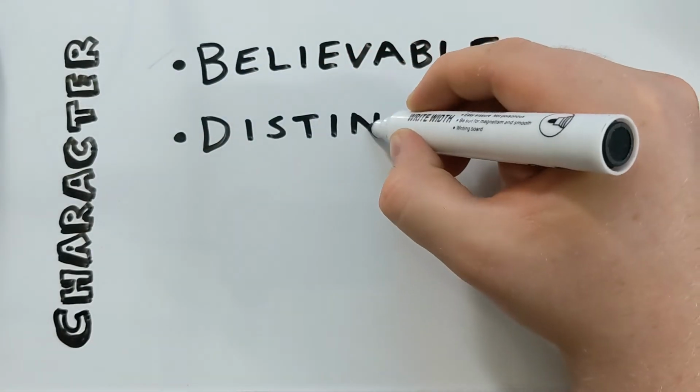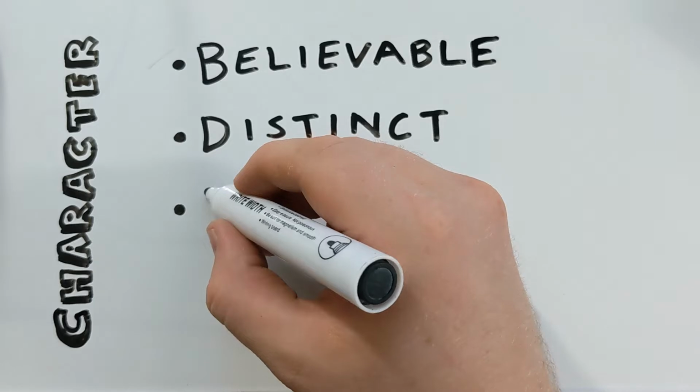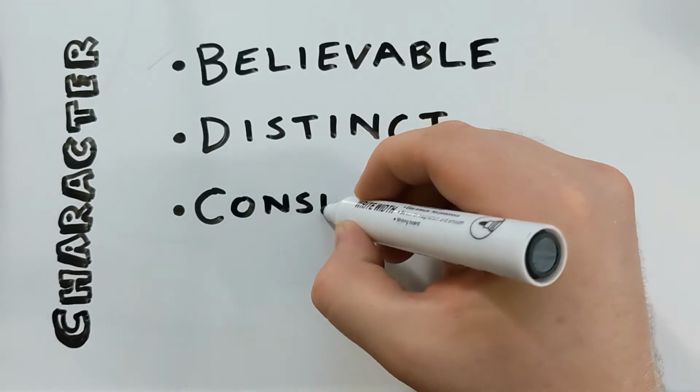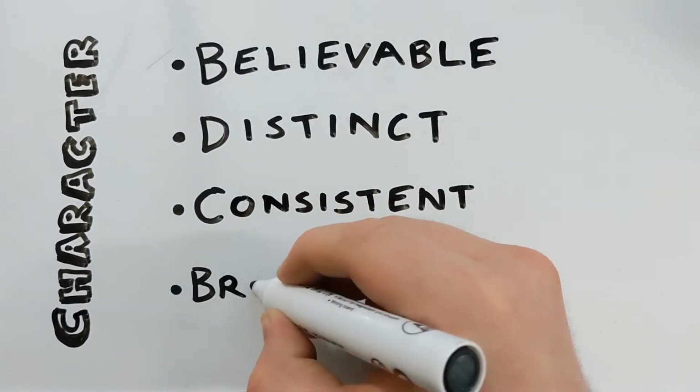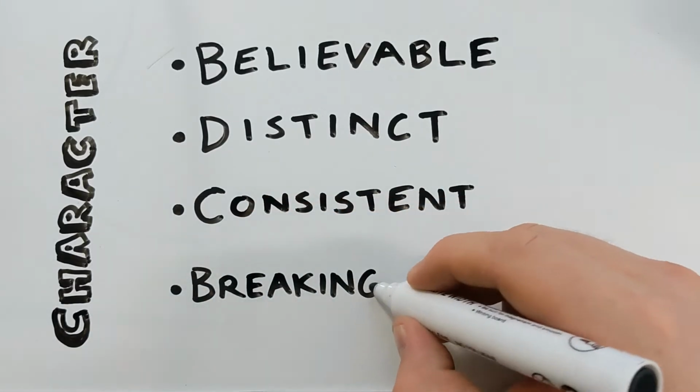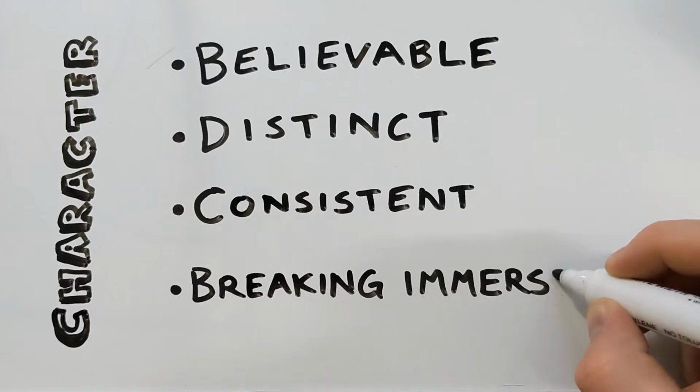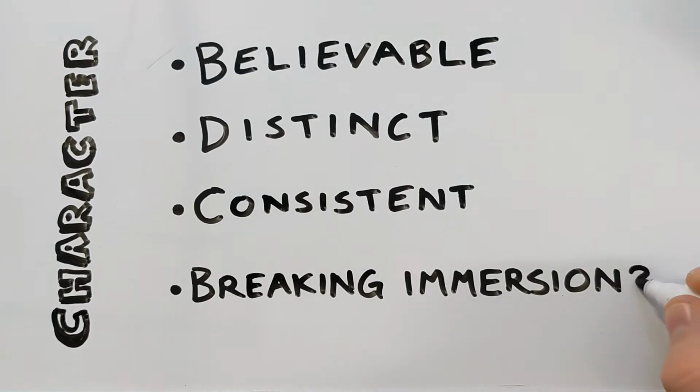If you notice a character begins acting in a way contrary to how their character's been established, then write that down. If some characters are too similar to each other, write that down. If any characters act in a way that takes you out of the story, write it down.